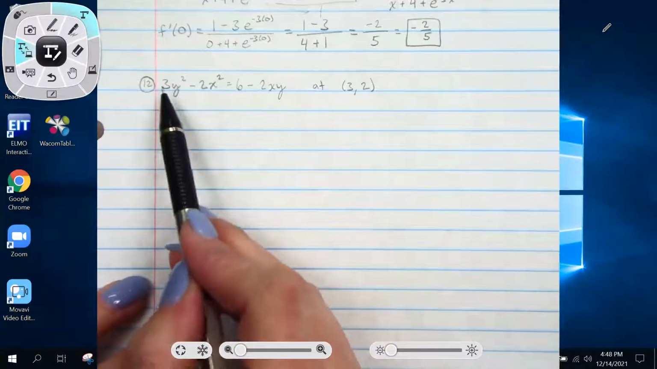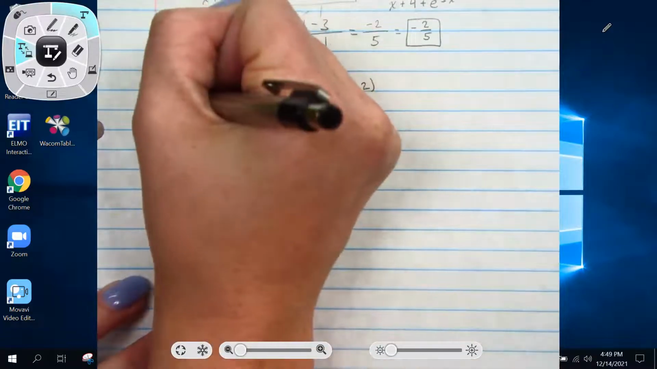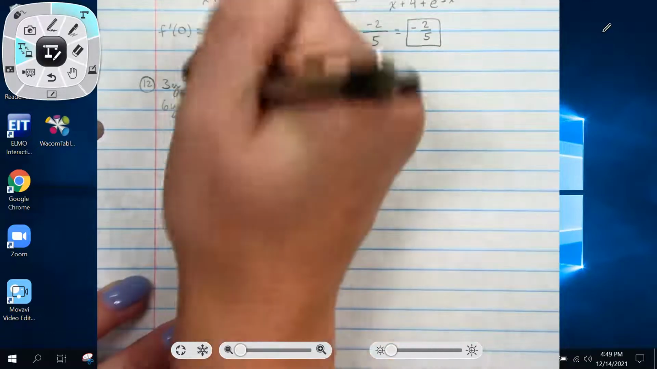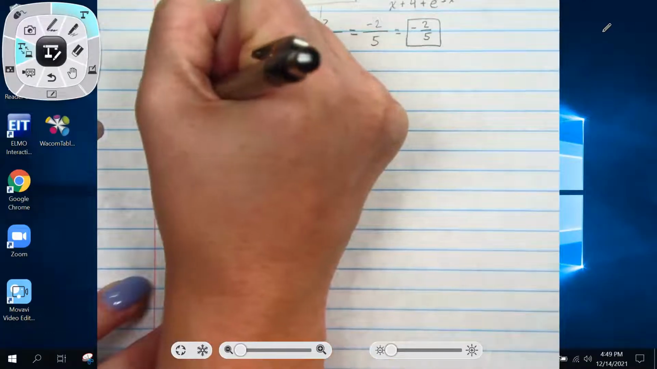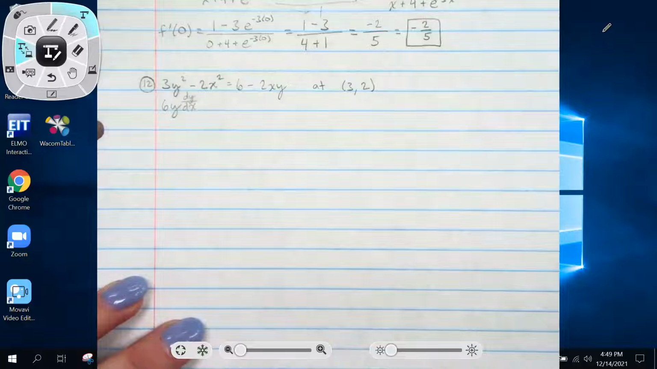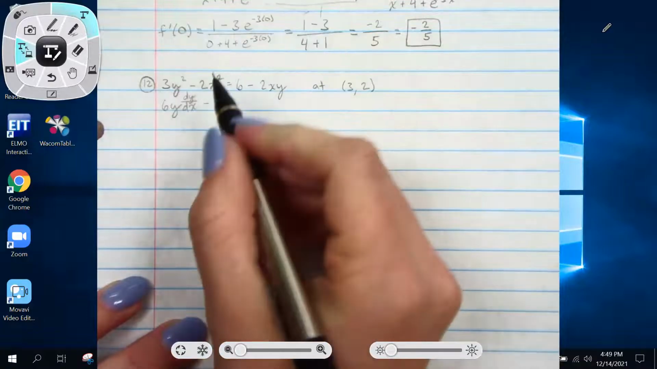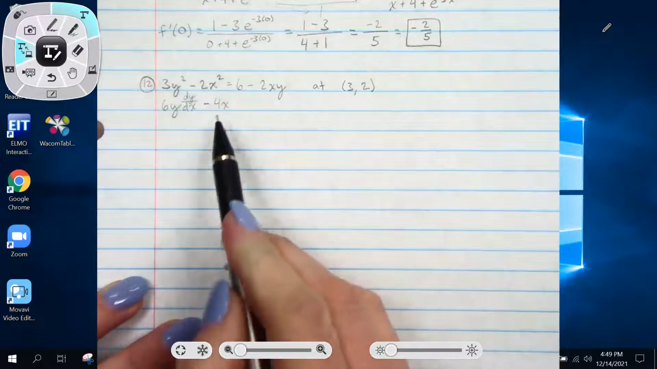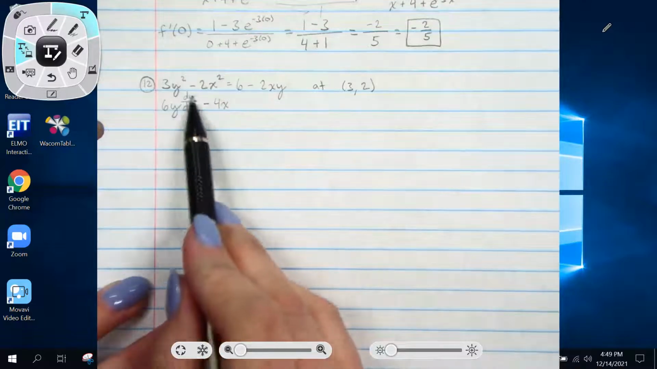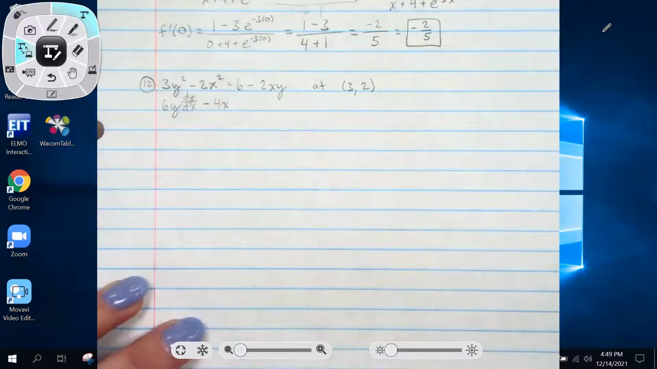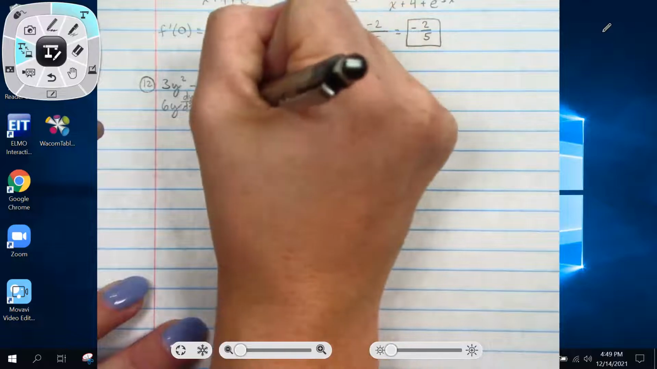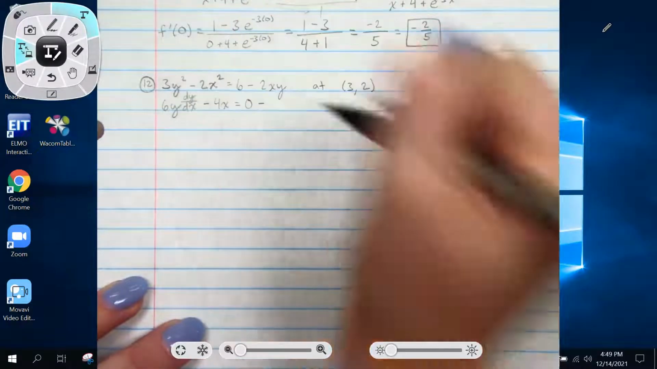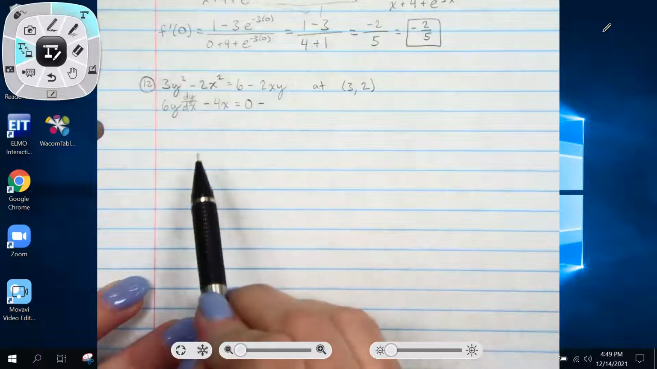So to derive 3y squared, that would be 6y, but then since it's a y and not an x, we have to attach dy/dx to the end. The derivative of 2x squared is 4x, and because it's an x, we do not have to attach anything. We just take the derivative like normal. The derivative of 6 is 0 minus the derivative of 2xy.